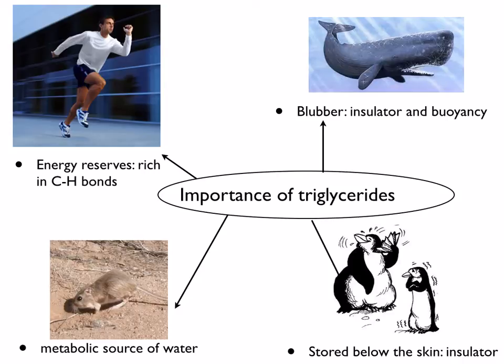What does this mean? Well, when fat is oxidized in respiration, it gets converted to carbon dioxide and water. The water can be used by the animal. For example, this little desert kangaroo rat never drinks water, and it only survives on metabolic water from its fat intake.